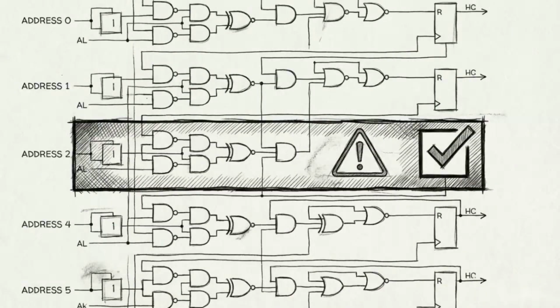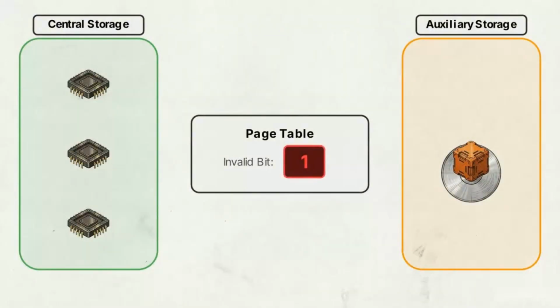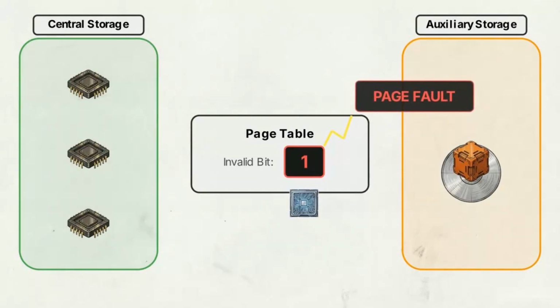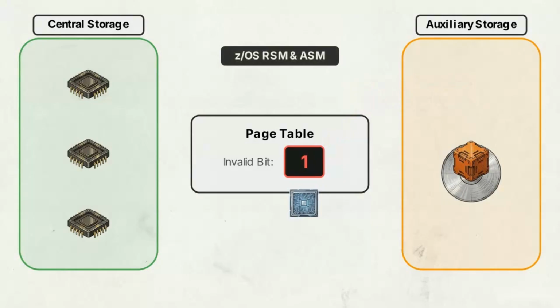But occasionally, the DAT hardware checks a page table entry and finds an invalid bit turned on. This invalid bit indicates that the required page is not in central storage. It is currently resting on disk in an auxiliary slot. Finding this triggers a hardware interrupt, known as a page fault. The operating system responds immediately by executing a page in. It copies the data from the auxiliary slot back into an available central frame, turning the invalid bit off.